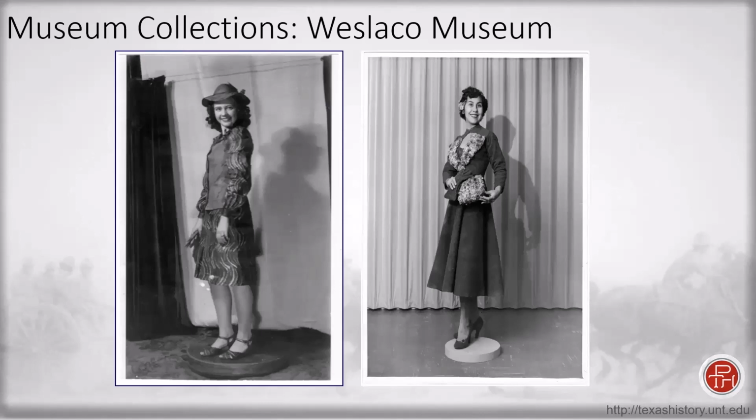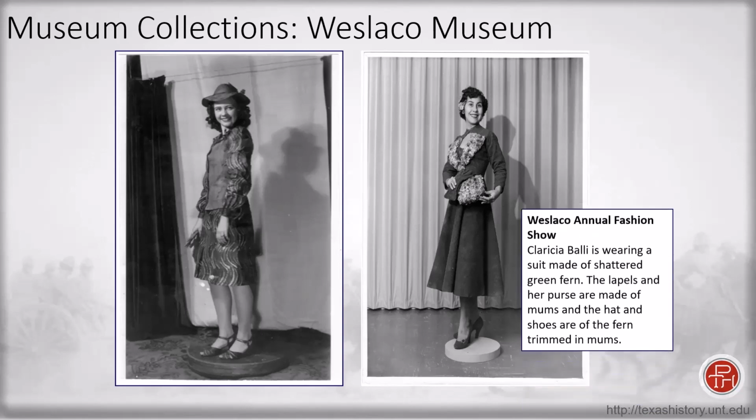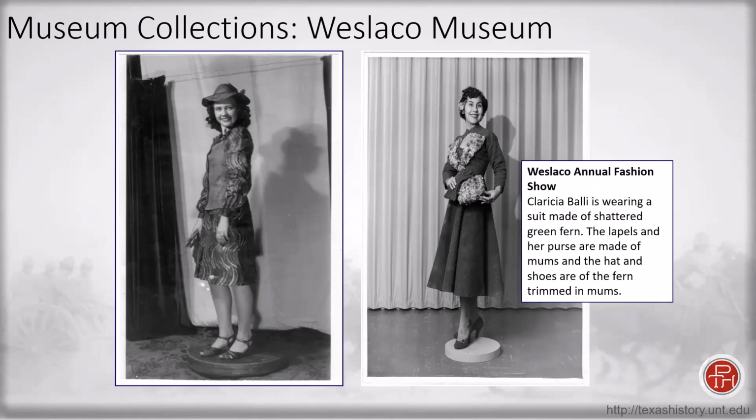For anyone that isn't familiar with Weslaco, it is a small community down in the Rio Grande Valley, and for a while they held an annual birthday celebration of the city, and they had a fashion show associated with this. One of the amazing things to me about this whole fashion show is that all of the fashions were created using produce that was grown in the area. So Clarissa Bali is wearing a suit made of shattered green fern. The lapels and her purse are made of mums, and the hat and shoes are fern trimmed in mums.